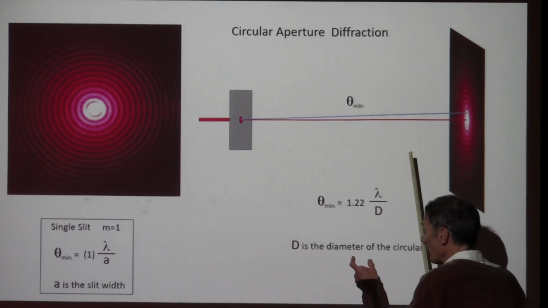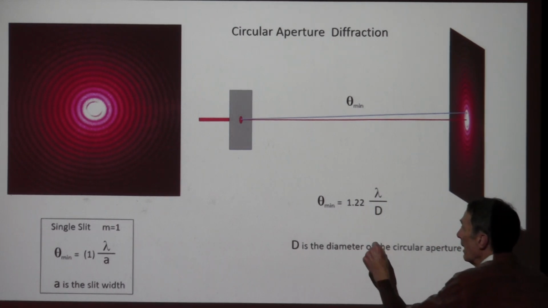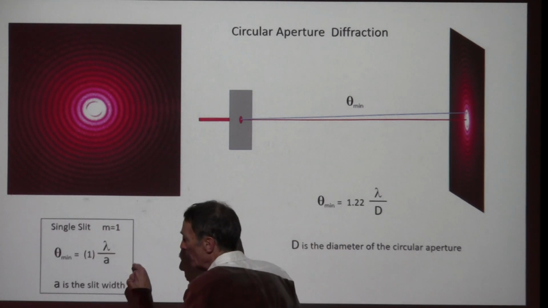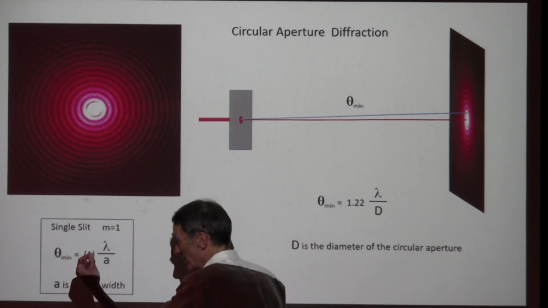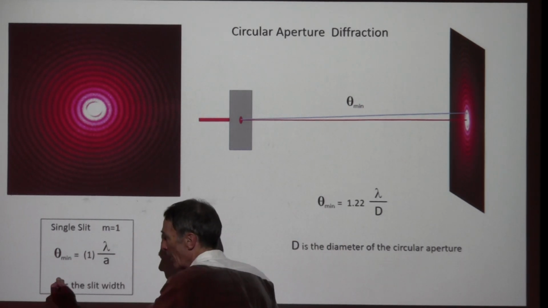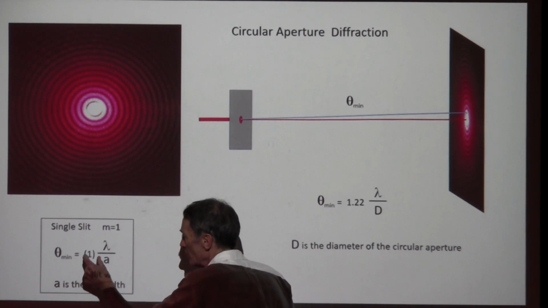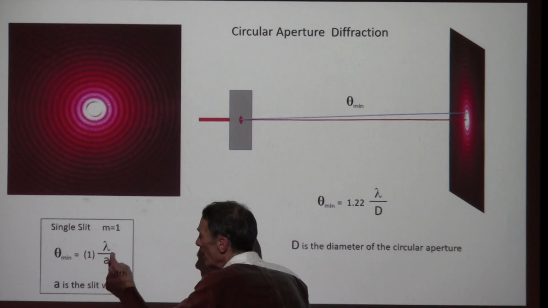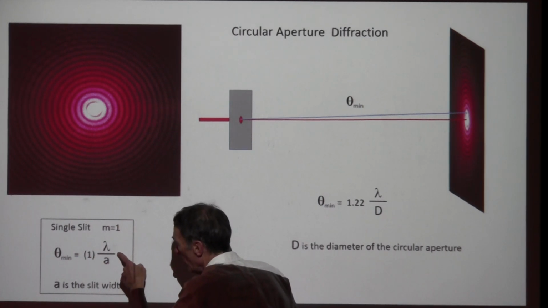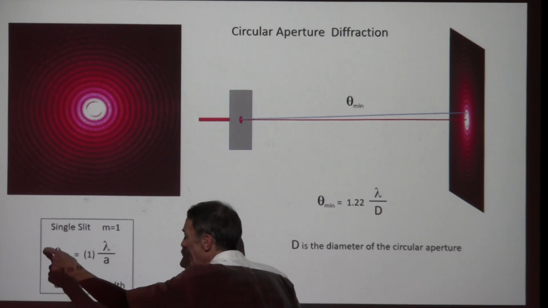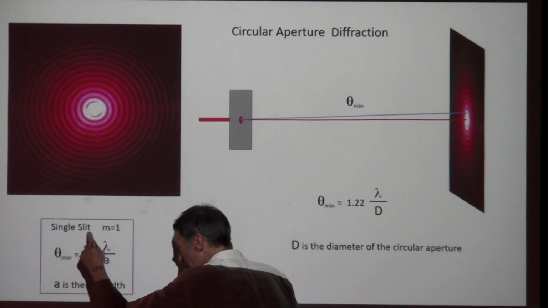single slit diffraction. For a single slit, we'd say it's going to be a small angle. So a sine theta, for the minimum, is going to be equal to m, for m equal to 1, lambda over a. So this is kind of how we would play the game for a single slit.